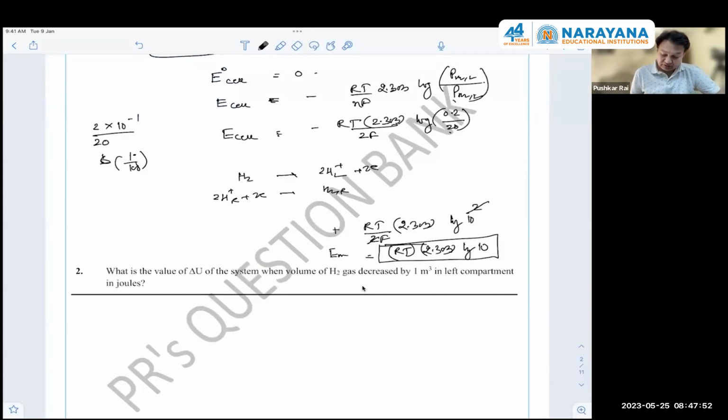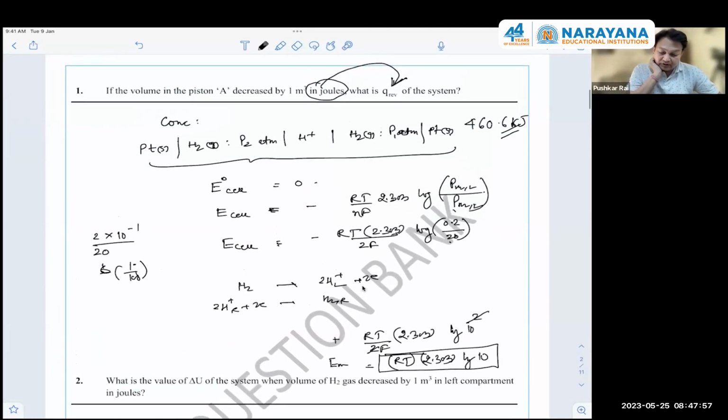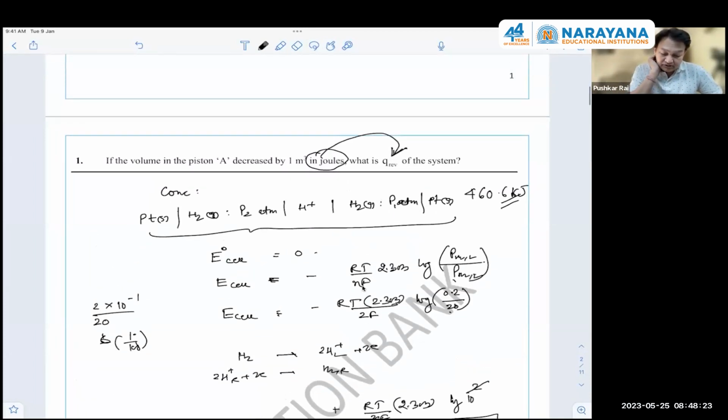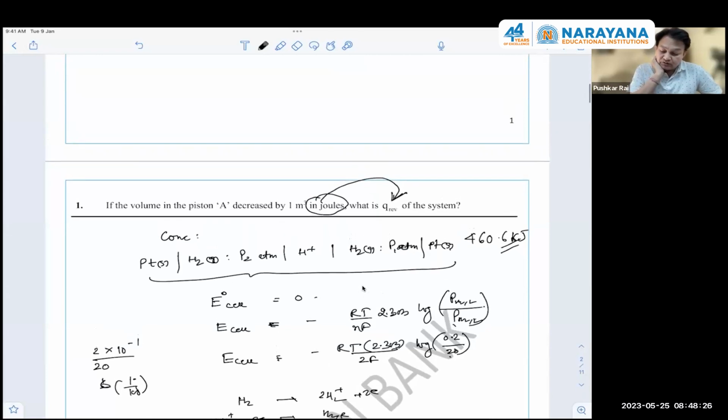All right. These all things are quite easy to comprehend. But the thing is, what is Q of the system? This is the most important thing. Is Q involved? It's a very controversial question, and I would like you to come up with the opinion. What is there and what is the status? You have to be very, very thorough in your theoretical part, and especially this Q reversible part, to get the answer. If the volume of the piston A is decreased by 1 meter cube in joules, what is Q reversible of the system?